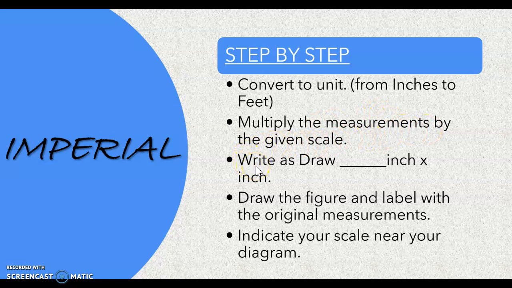The next step is that we have to write our attained measurements into a measurement inch into measurement inch form, that is the length into breadth form of a particular unit. The next step is that we have to draw the figure by our attained measurements, and we have to label the figure by the original measurements. In the last step, we have to indicate the scale which we have converted earlier. So we have to write the scale near the diagram as well.